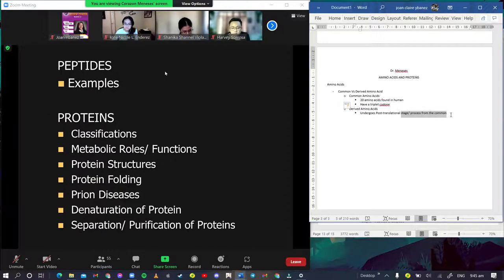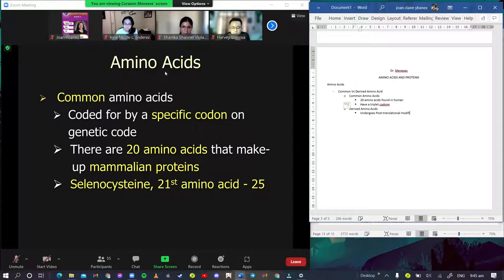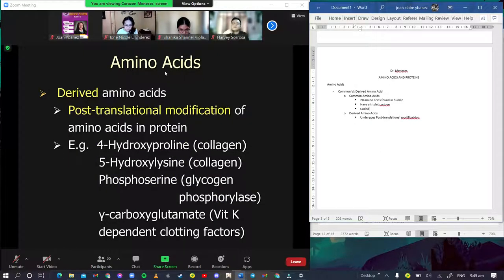So let's go on to that one. Common amino acids have a specific codon on the genetic code, then selenocysteine is the 21st. And these are the derived amino acids: post-translational modification of the amino acid in peptides or protein. These are good examples. We have 4-hydroxyproline and 5-hydroxylysine found in collagen, and phosphoserine, which is found in glycogen phosphorylase, an enzyme.